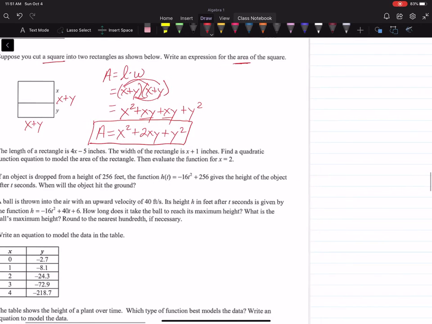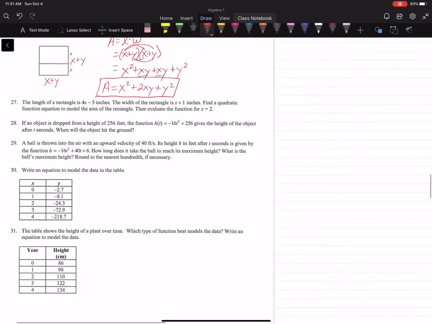27, I need a little room, so I'll come over here and do 27. It's the same thing. They give you the length of a rectangle, 4x minus 5, and the width is x plus 1. They want us to find a quadratic function equation to model the area. So again, we're finding area. Area of a rectangle again is length times width. So we're going to plug in 4x minus 5 times x plus 1, and we work that out.